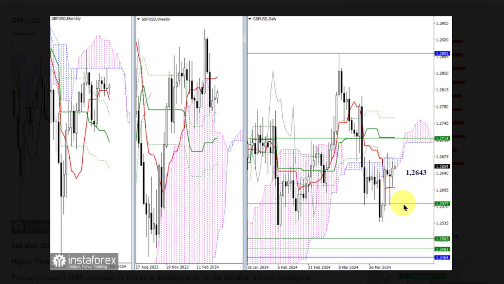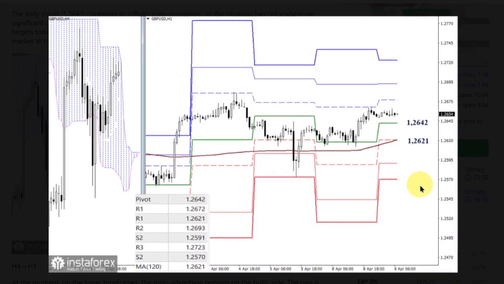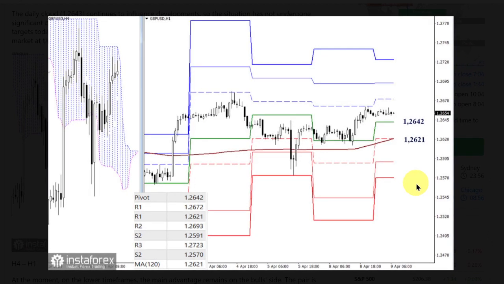The downward targets are still awaited by the market at the levels of 1.2610, 1.2577, and 1.2538. At the moment, on the lower time frames, the main advantage remains on the bull side. The pair is trading in the correction zone.